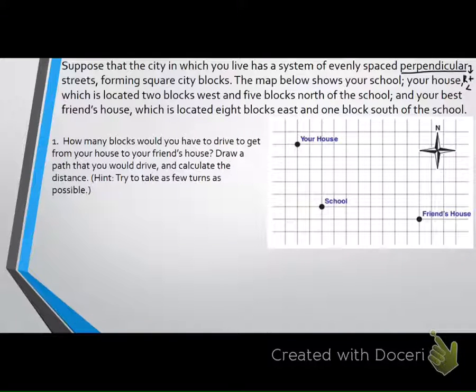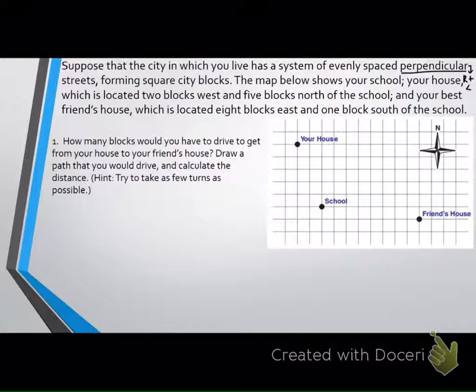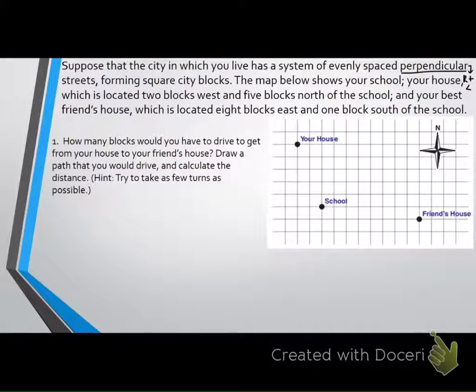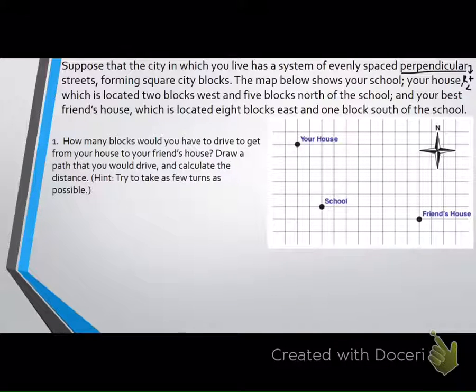So suppose that a city in which you live has a system of evenly spaced perpendicular streets forming square city blocks. The map below shows you your school, your house, which is located 2 blocks west and 5 blocks north of the school, and your best friend's house, which is located 8 blocks east and 1 block south of the school. How many blocks would you have to drive to get from your house to your friend's house? Draw a path that you would drive and calculate the distance. So think about this.